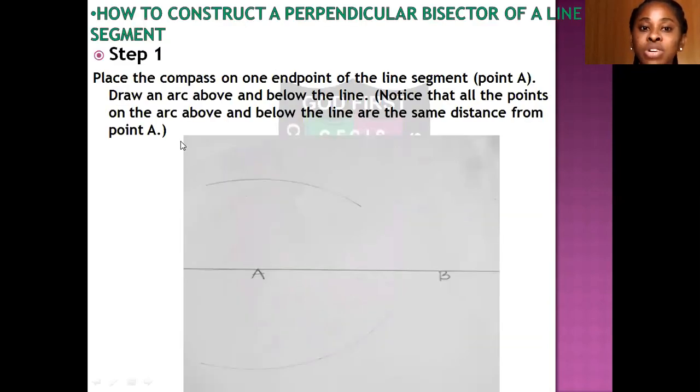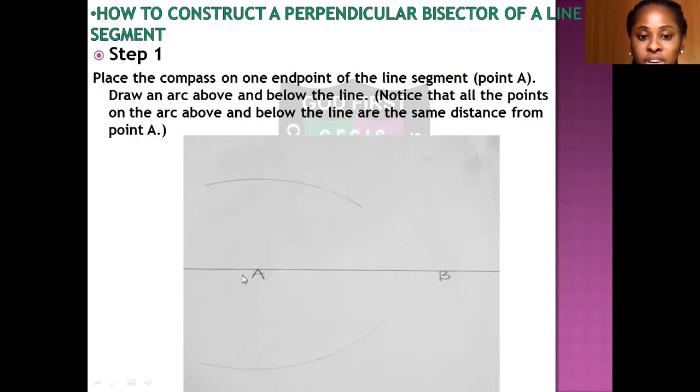The next one is how to construct a perpendicular bisector of a line segment. If we have a line segment AB, we want to construct its perpendicular bisector. Step one, place the compass on one end point of the line segment, A. Place your compass on A and draw an arc above and below.